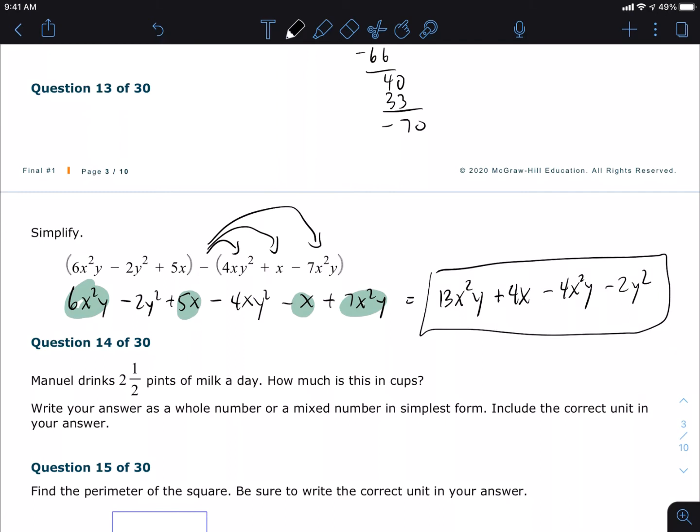We okay with that? Remember, same exponent, same variable to same exponent is the only way that you can combine them. If they're not, you cannot combine them.